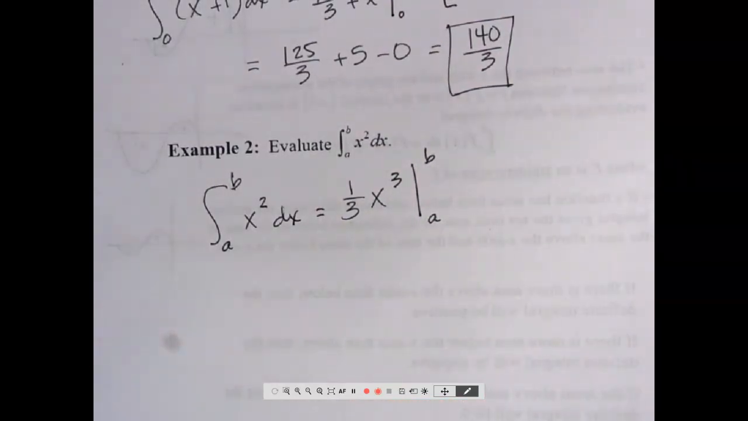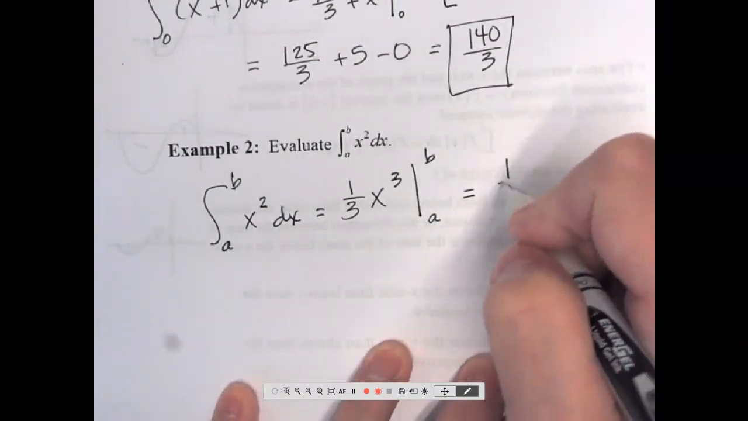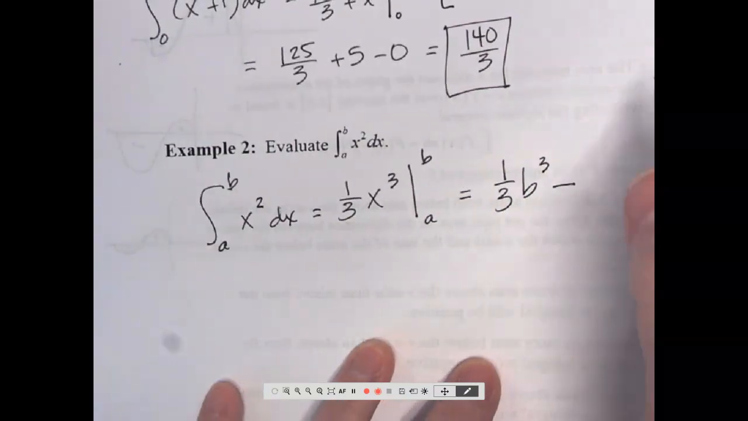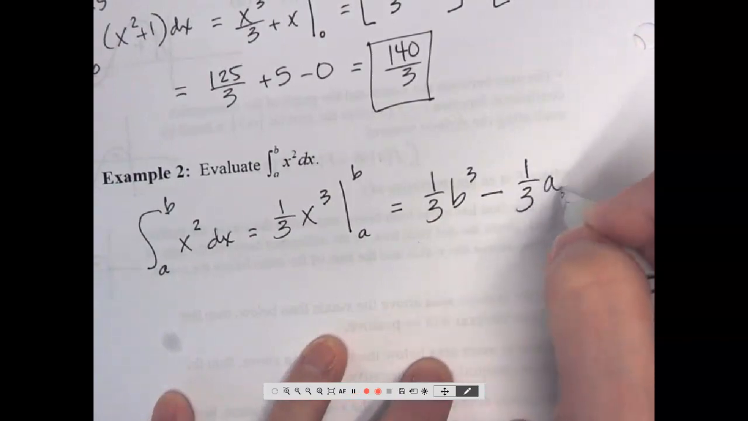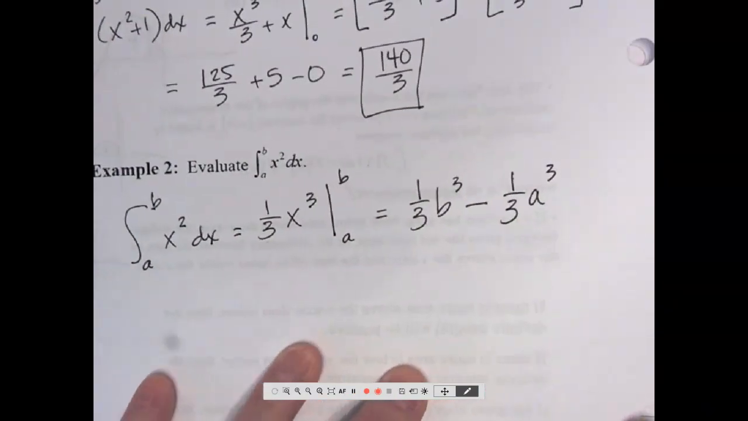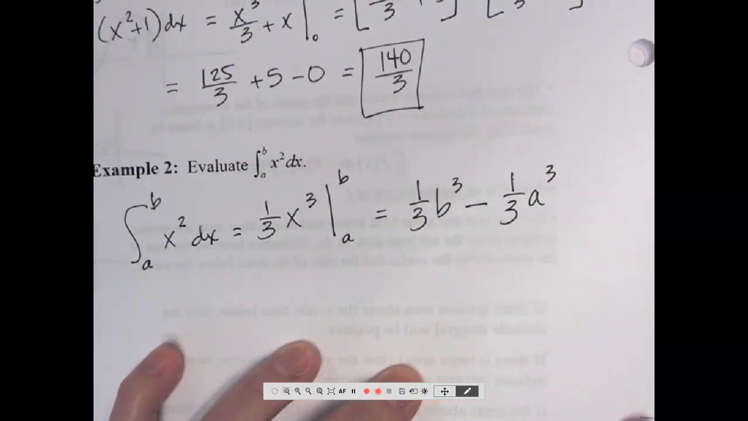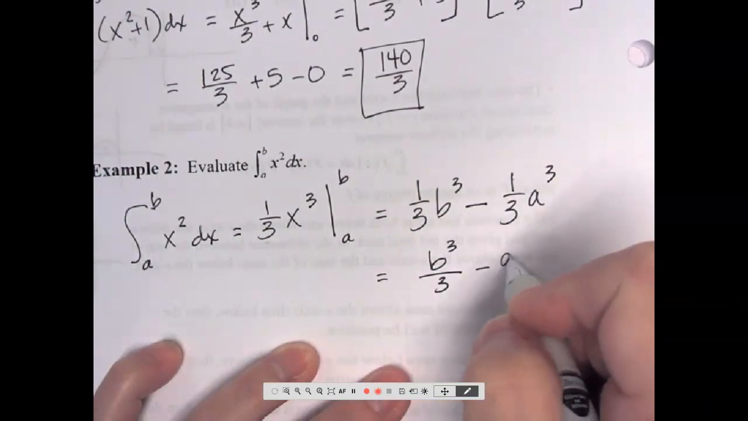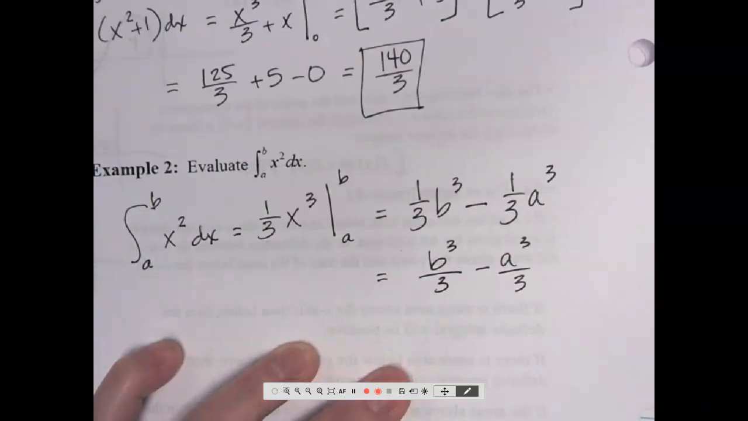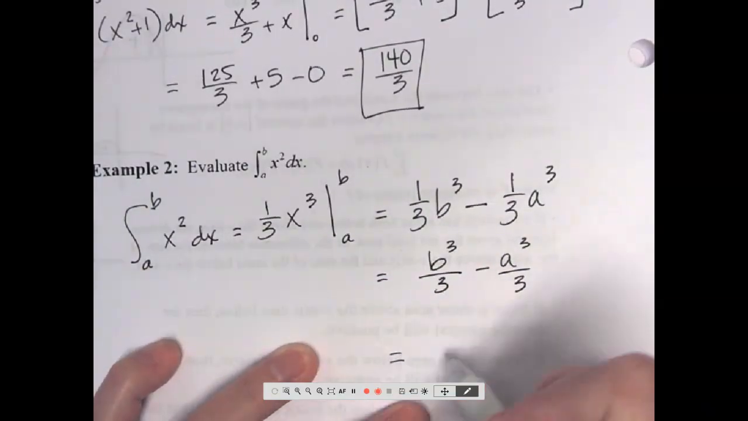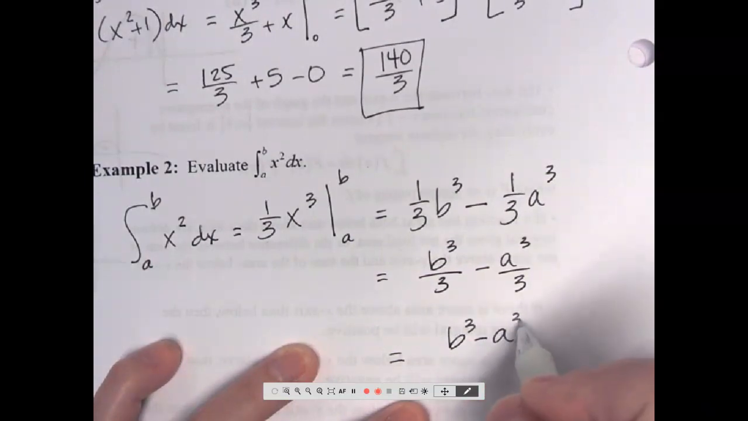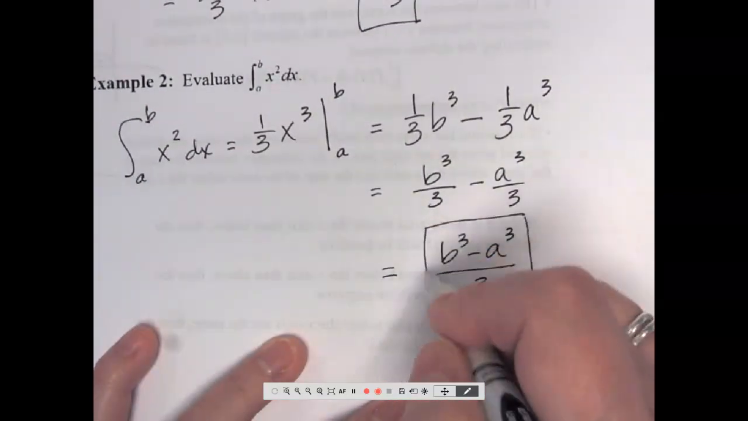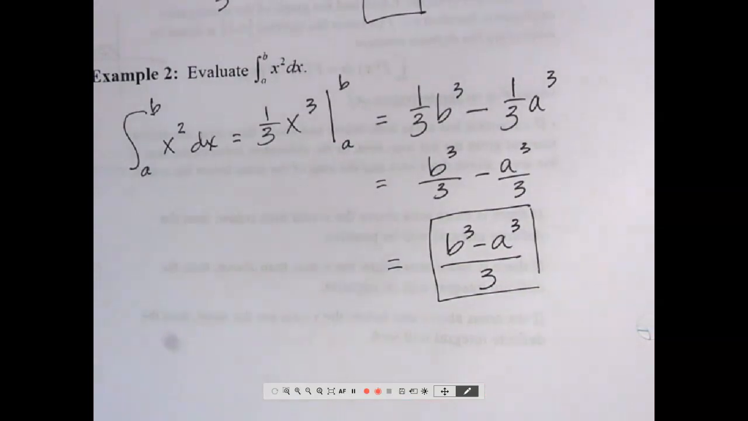Okay, now b is the bigger number because it's on top. 1/3 b cubed minus, sub in the smaller, 1/3 a cubed. Can I do anything with that? Not really. I mean, not to simplify, I could write it this way if I preferred that. Or, once I have it written that way, I could actually see that I could make it into one fraction because I do have common denominators. But that's all. Without knowing what a and b are, that's all that we can do.